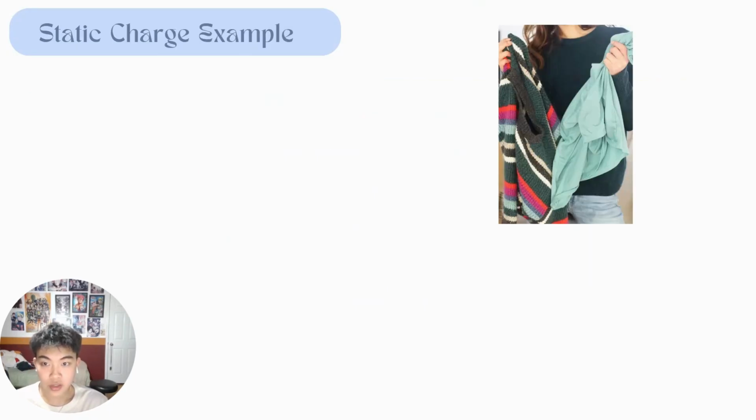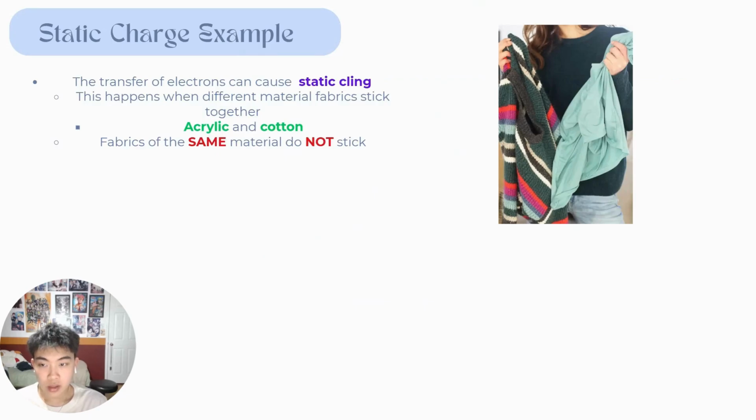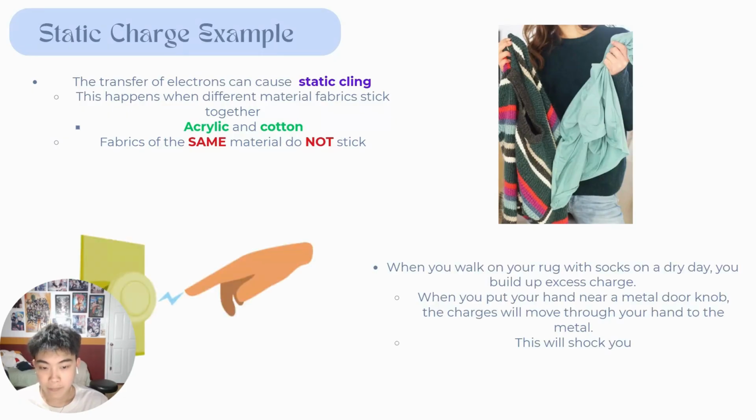And then static charge examples. The transfer of electrons can cause static cling, as seen right here. This happens when two different material fabrics stick together, such as acrylic and cotton. Fabrics of the same material do not stick, such as cotton and cotton. Another example is when you walk on your rug with socks on a dry day, you build up excess charge. When you put your hand near a metal doorknob, the charges will move through your hand to the metal. This will shock you.